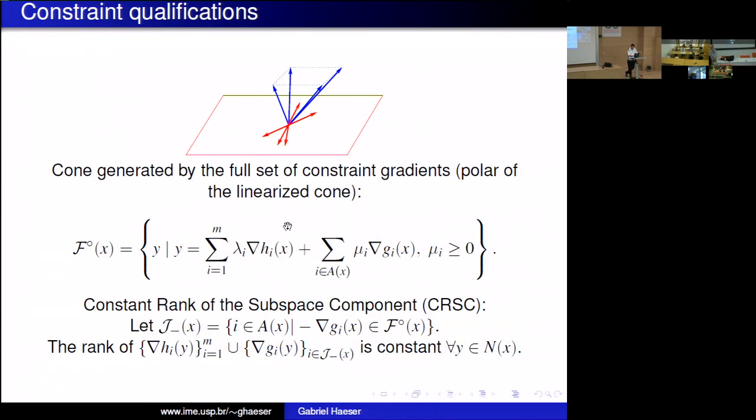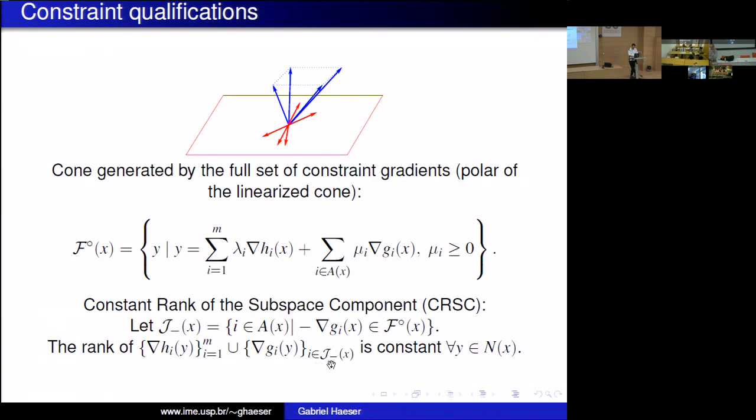So minus the gradient of an inequality constraint should not be inside this set, because you only multiply by positive multiples here. But it can happen that, if you combine these things, minus the gradient of an inequality constraint belongs to this cone. So we separate these indexes. We look at the point X, and we build this set of indexes, J minus.